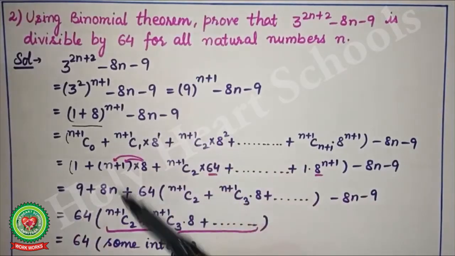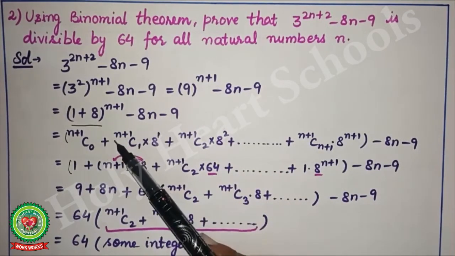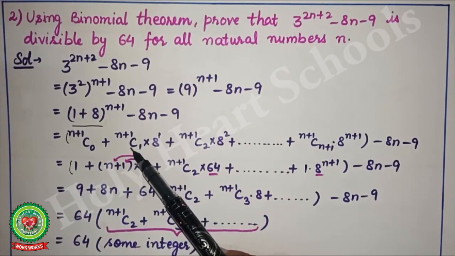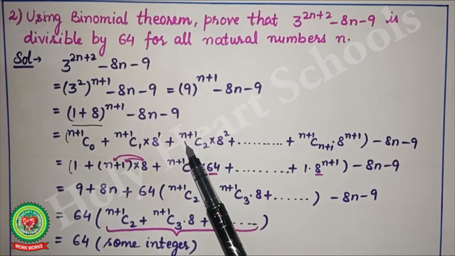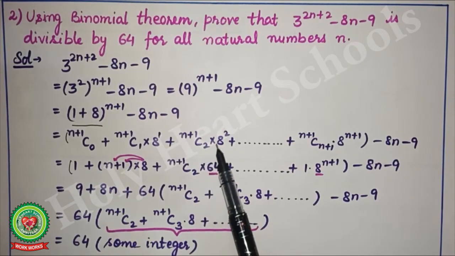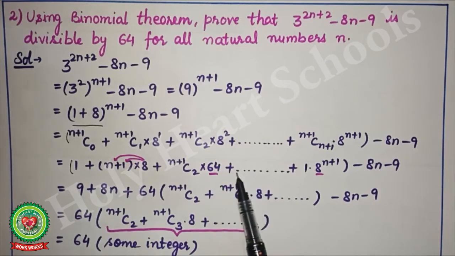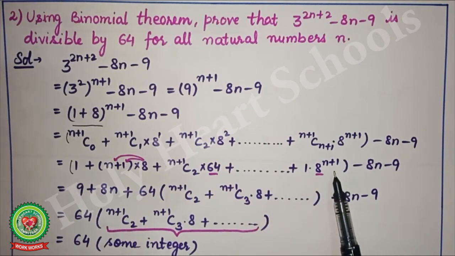Now you can see n plus 1 C naught is always equal to 1 and n plus 1 C1 is n plus 1. You can find it by using the combination formula. And here 8. The next one is n plus 1 C2 into 8 square. Now 8 square will become 64. Similarly, other terms will continue. The next term will contain 8 raised to power 3. So again 64 is there and so on. The last one is 8 raised to power n plus 1.